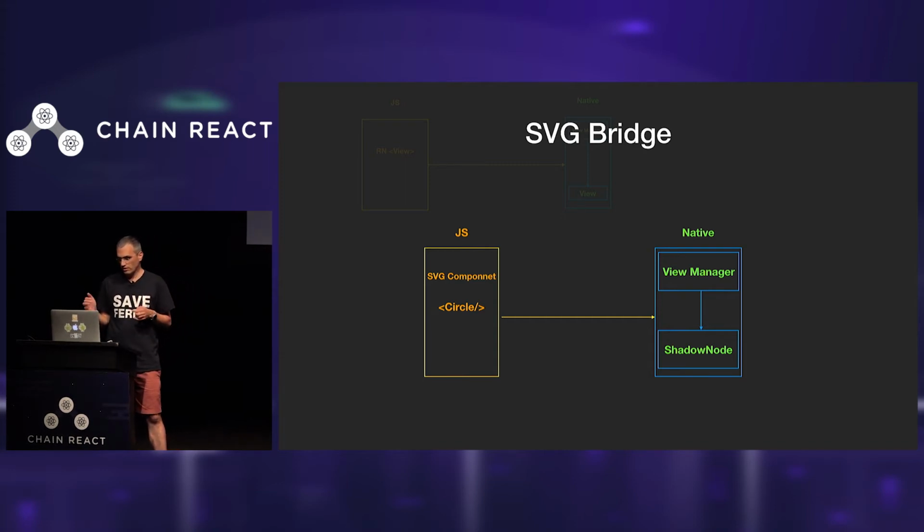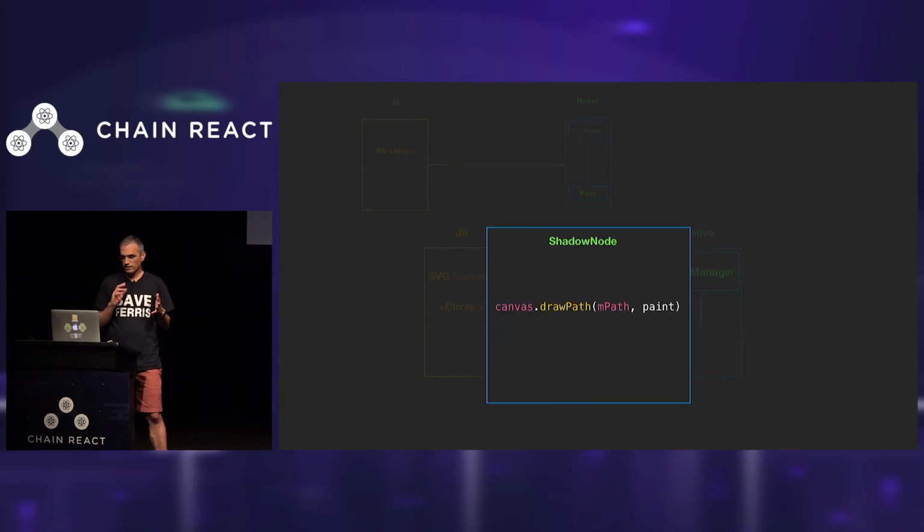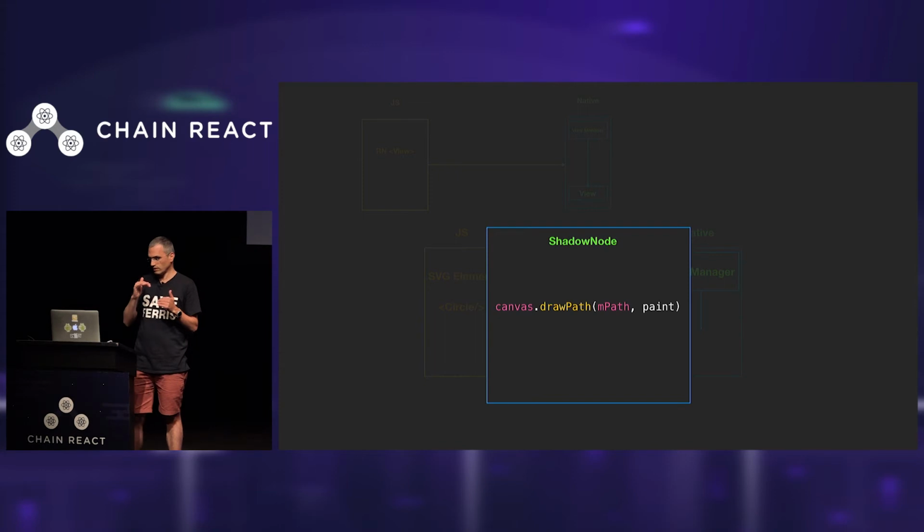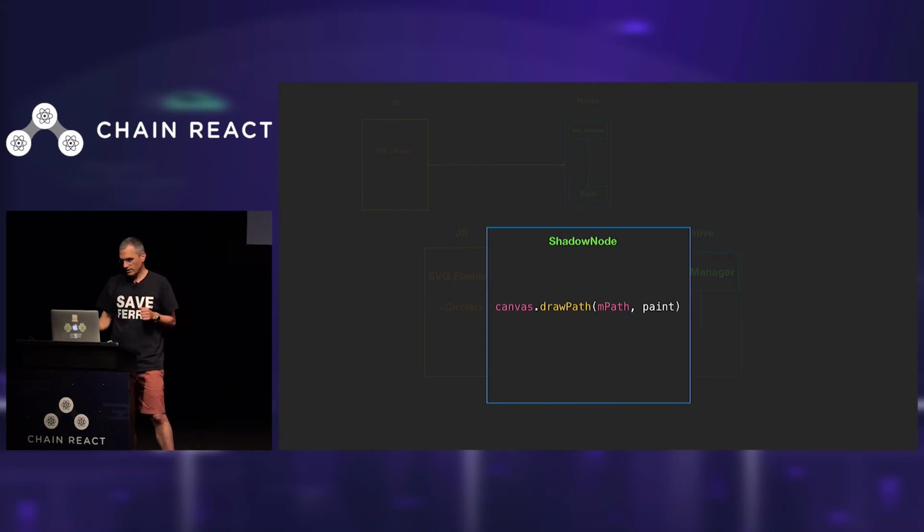We saw in Ram's talk there is a shadow thread. So the shadow node manages the imperative calling of the canvas. Basically, it's a class that draws into one global canvas on screen using the path element that it invokes.